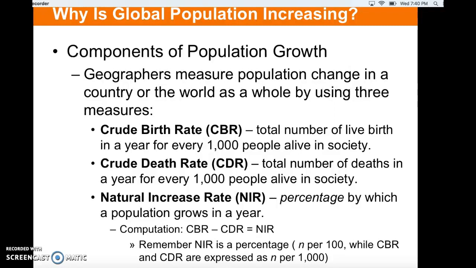CBR is the number of live births per every 1,000 people alive in society. So a high crude birth rate means people are having a high number of children, and that those babies are being born alive.